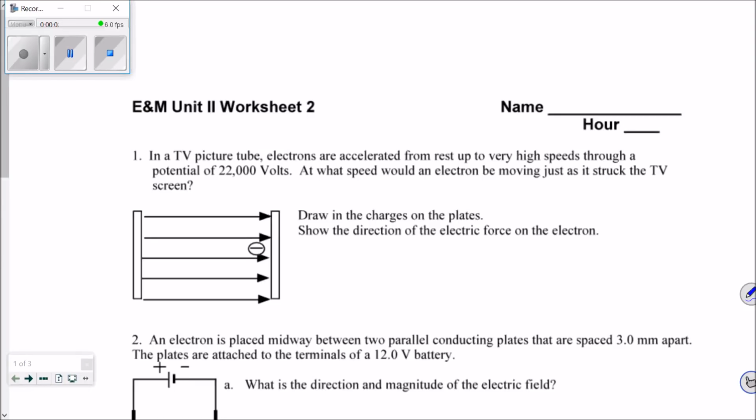This is worksheet 2 from our chapter on electric potential. It says in the picture tube we have electrons that are accelerated from rest. So right away we see that we have the word electron. We know the mass of an electron. The mass of an electron is a given value, 9.1 times 10 to the negative 31st power. That's a mass that is measured in kilograms.